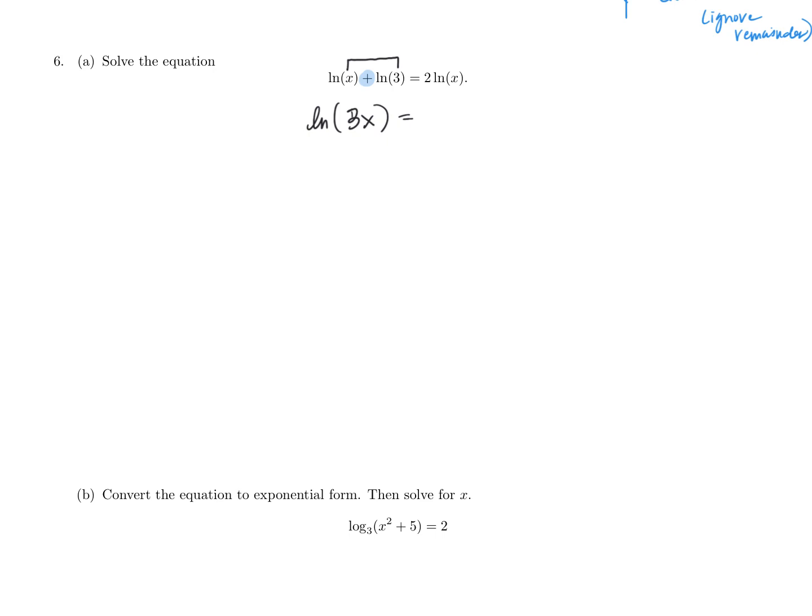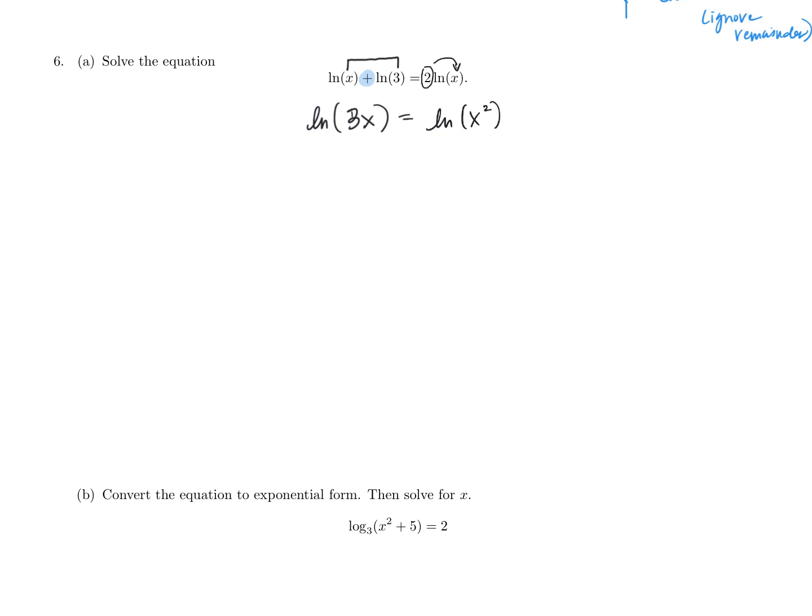All right, then the next side, the right-hand side, we have the power rule, which says that the coefficient can come up and become an exponent on whatever you're taking the log of. So this is equivalent to the natural log of x squared.